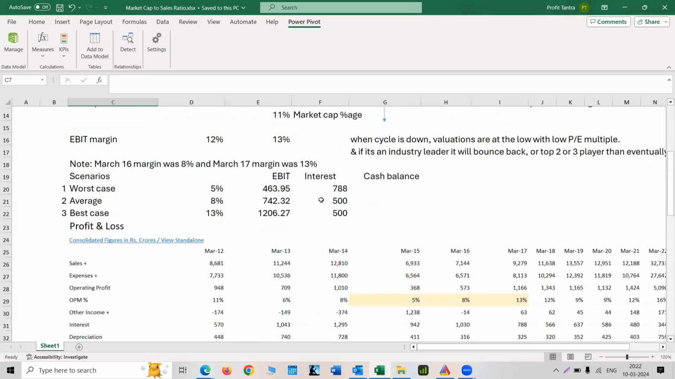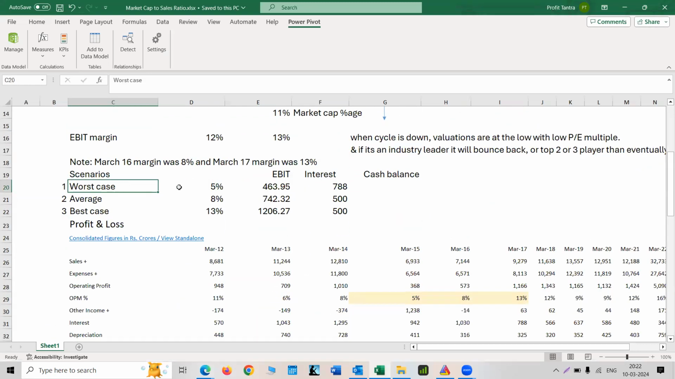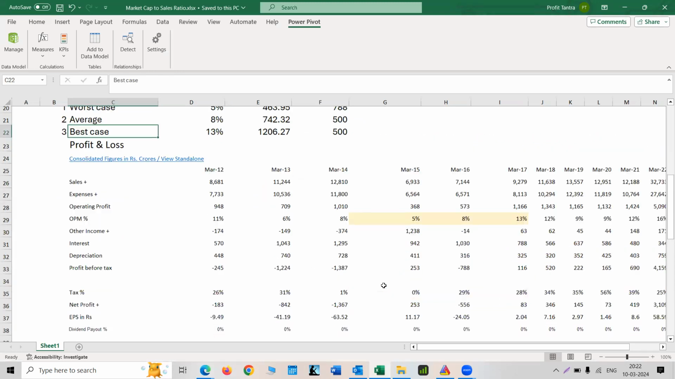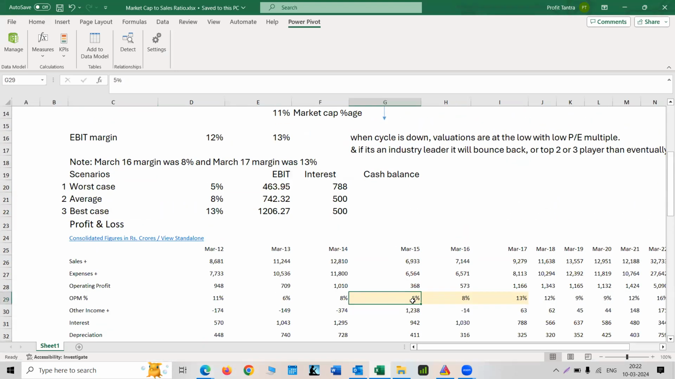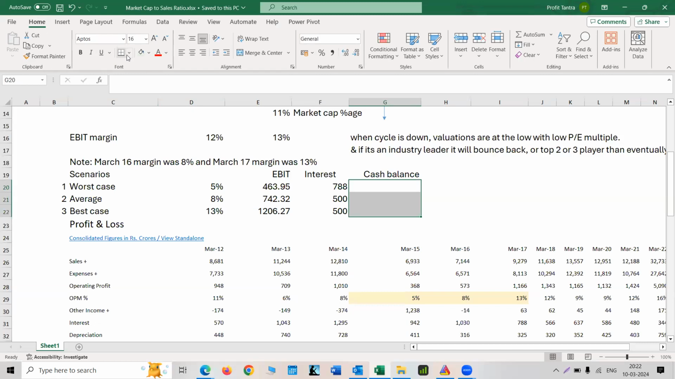Now below, if you go, worst case, if the margin is 5%, what is the EBIT? You can write down worst case, average case, best case. Here I have highlighted in the Excel also, March 15, 16, 5 to 8%. What will be the EBIT? What will be the interest? And then most important, what is the cash balance? This is very important when you're analyzing different companies, correct? So you can mention cash balance and see how they can repay if they're generating extra.